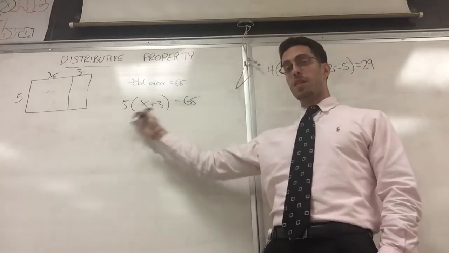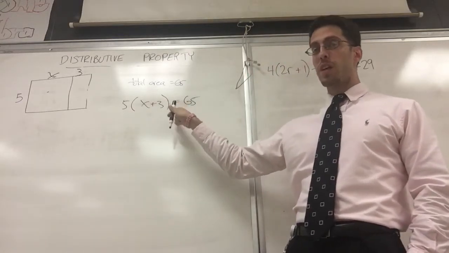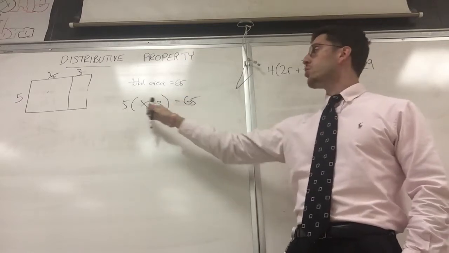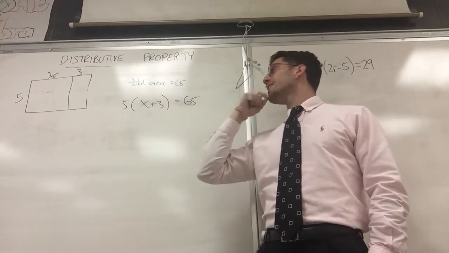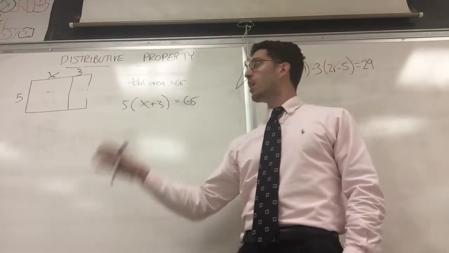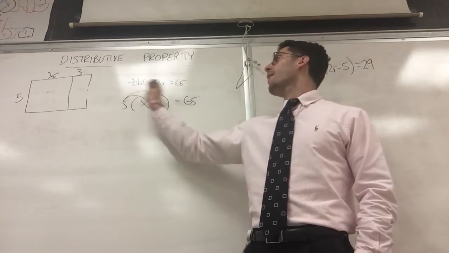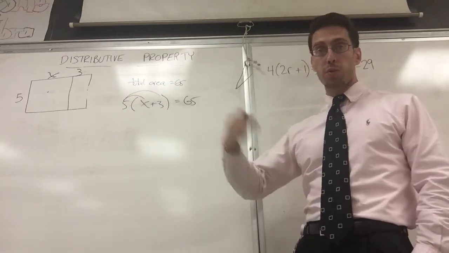This is basically the point of the distributive property in algebra. You see something like this, you see parentheses, and you're like, I don't know what x plus 3 is. You're not supposed to know it's 13. That was just an example. I don't know what it is. I can't combine them. They're not like terms. The only thing I can do is distribute or multiply out.